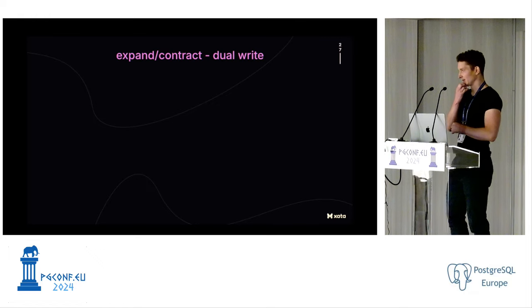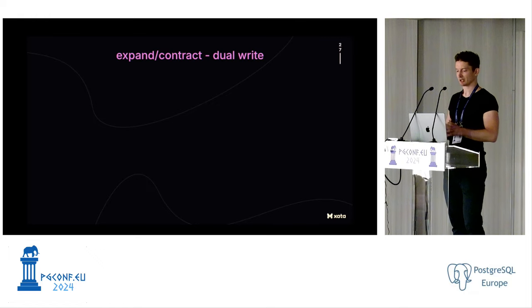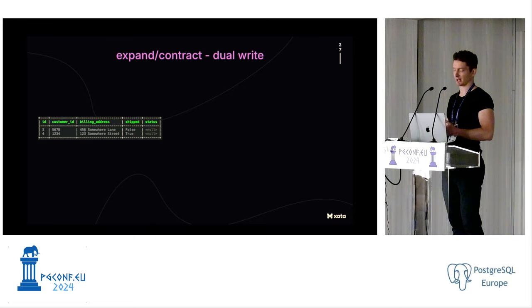So if we want to do a zero downtime version of this migration, we can instead employ the expand contract pattern to do it. So the first step is we add the new enum valued status field, but we don't yet fill it with any data. We just create the new field.